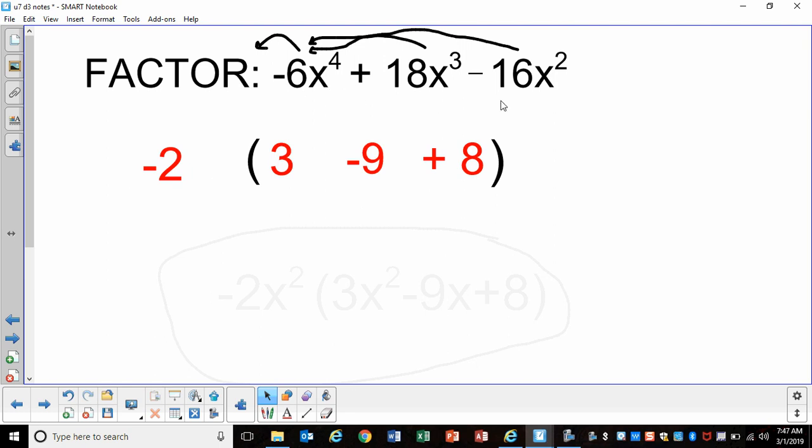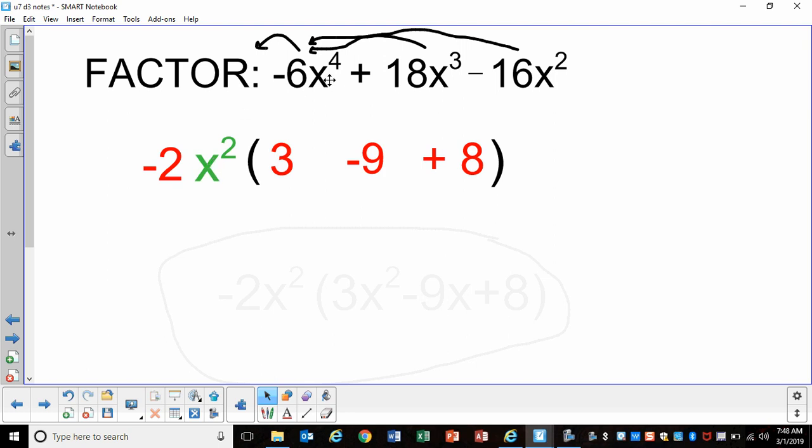So now I need to look at the variables. This one has x to the 4th, which means there's 4 x's. This one has x to the 3rd, which means there's 3 x's, and this one has x to the 2nd, which means there are 2 x's. They all have at least 2 x's. So that's what I can take out. 2 x's from each of these, which means I'm taking out x squared.